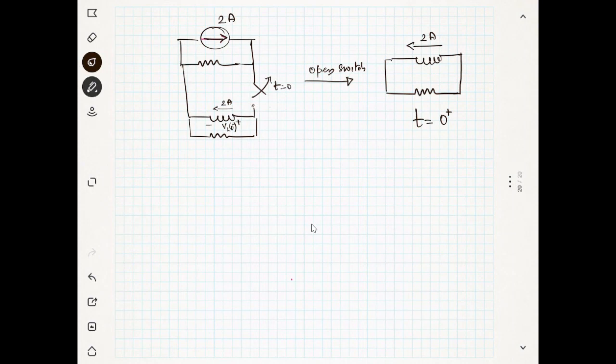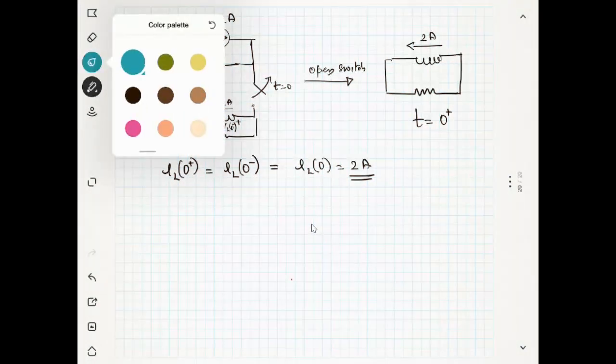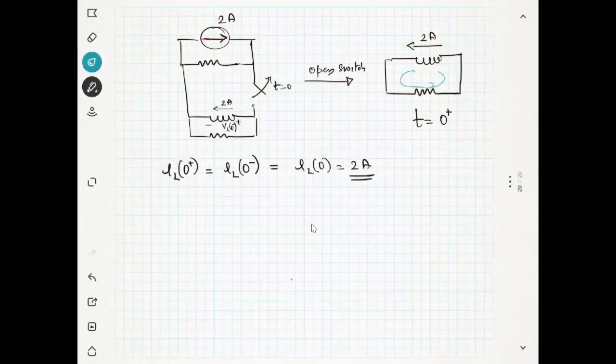At t equal to 0 plus, there is no impulse voltage or anything like that. So IL of 0 plus will be equal to IL of 0 minus. Do you agree with me? This current will be the same. In general we call this current IL of 0, and it is nothing but 2 ampere. We have already found it. Now, what is the equation for the current? I equals I naught e power minus t over tau. We still have to find the tau.